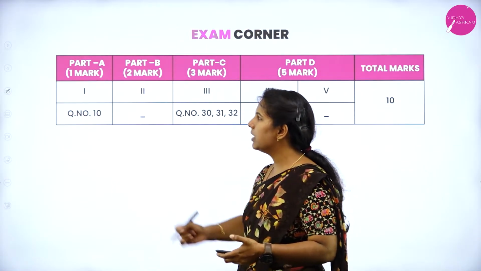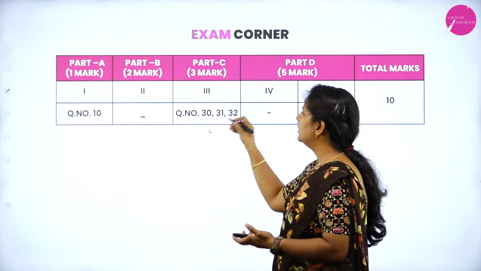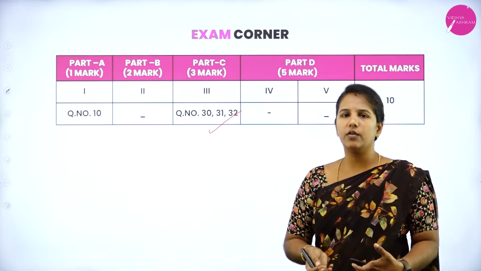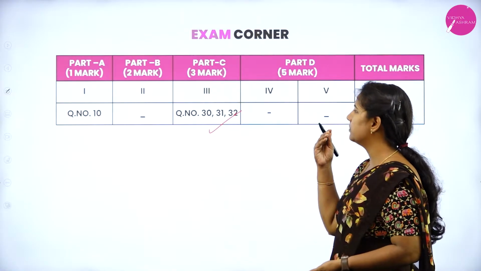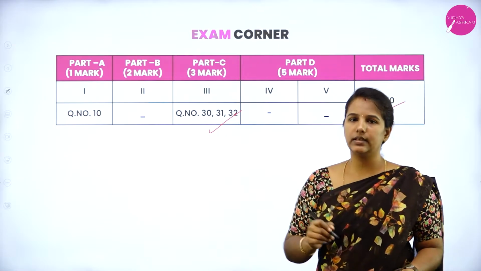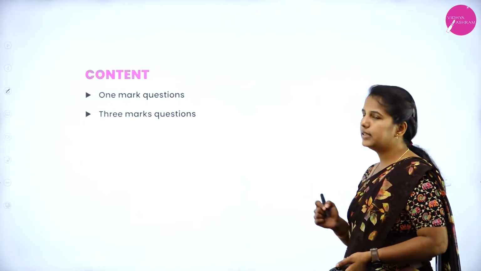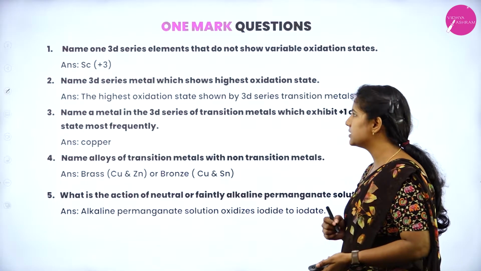We'll see the pattern of questions which have been repeatedly asked. We can expect 1 mark from this unit, from Part A, question number 10. And in Part C, definitely we are going to get 3 questions, that is question numbers 30, 31 and 32. This unit also carries 10 marks, which is the maximum. We'll see the 1 mark and 3 mark questions which have been asked from this unit.